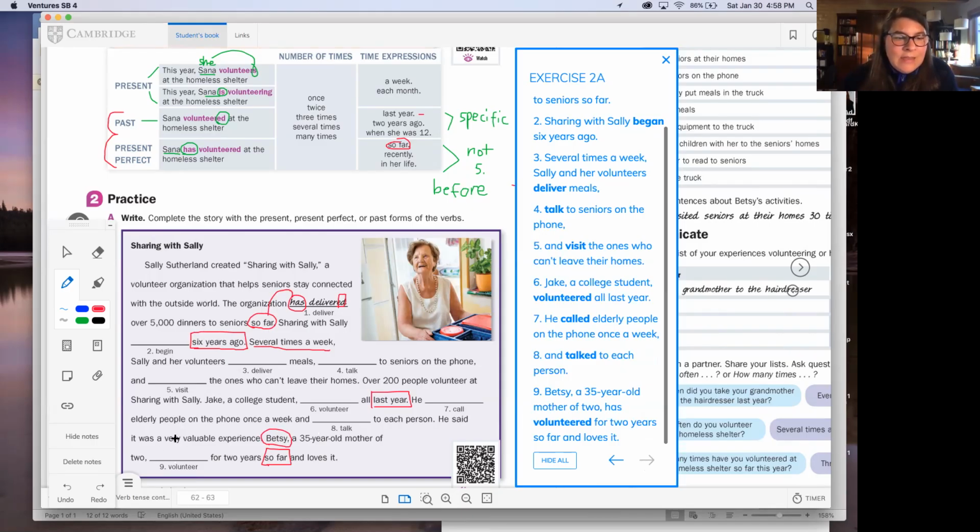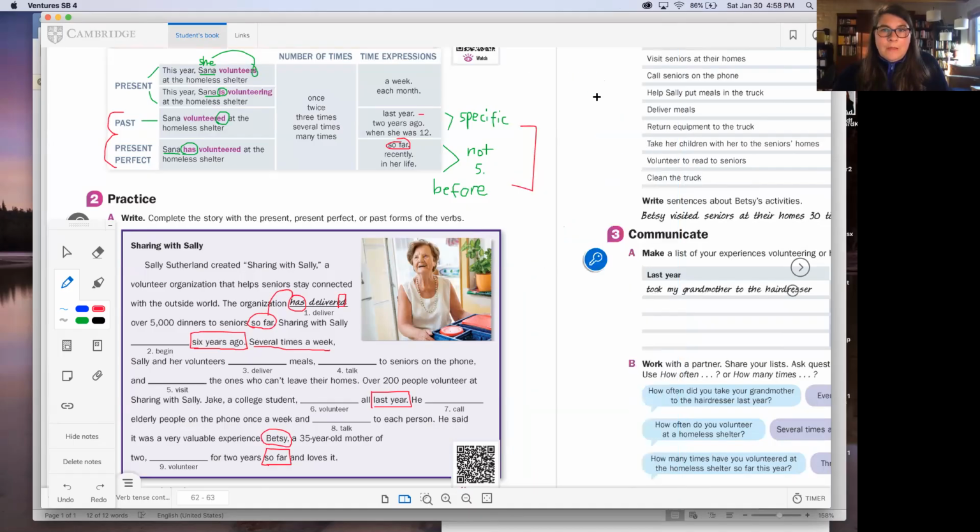Betsy has volunteered for 2 years. Make sure you have this has right there. That's important. Okay, so all the answers are right here. Please check your answers. You can stop it, pause it if you need to check. Okay, all right, let's look up here. There we go.